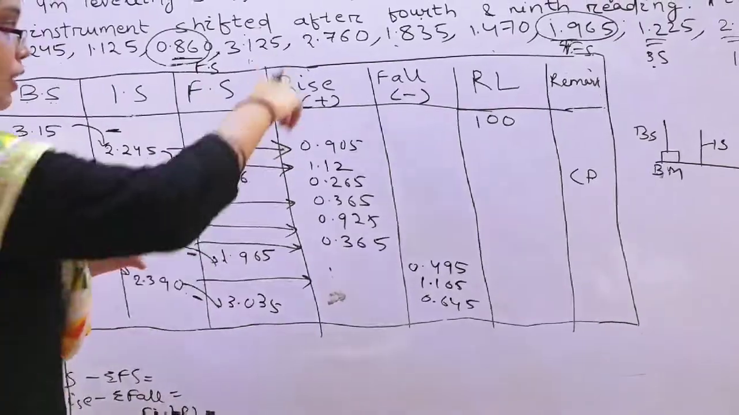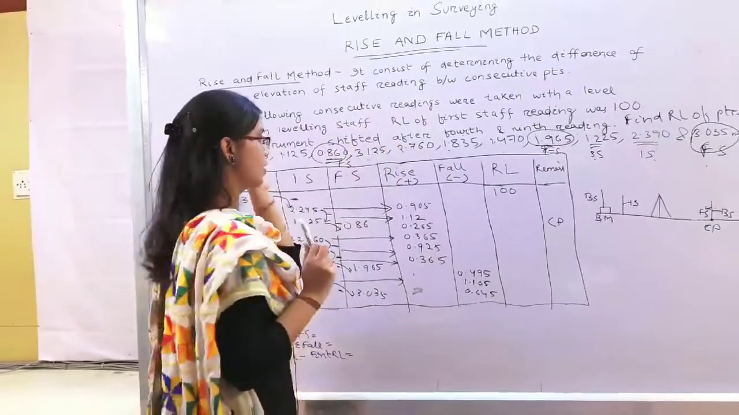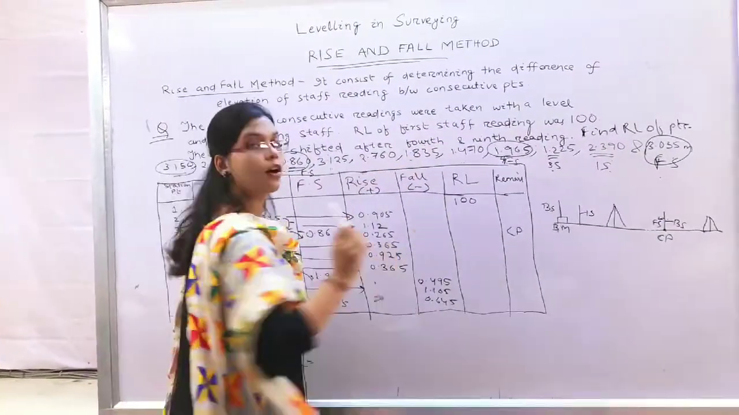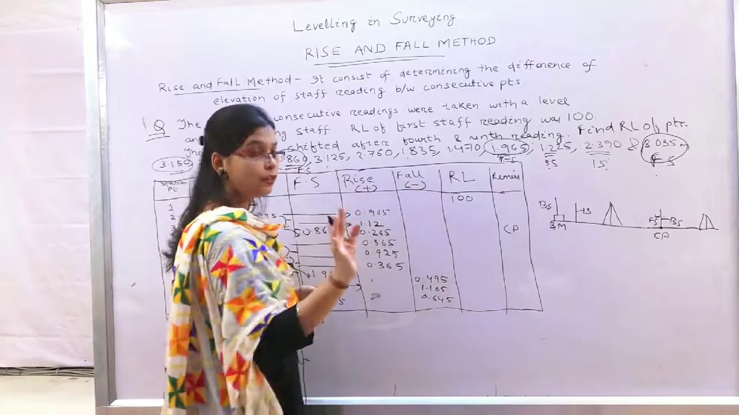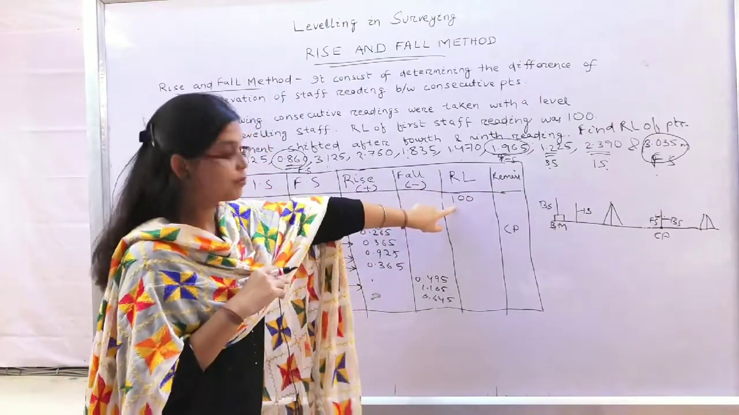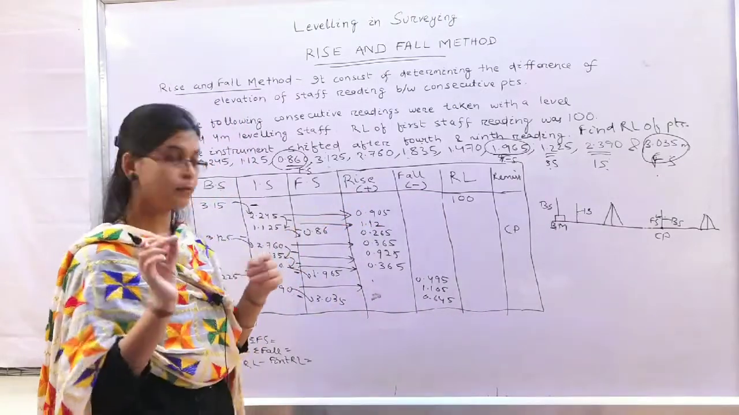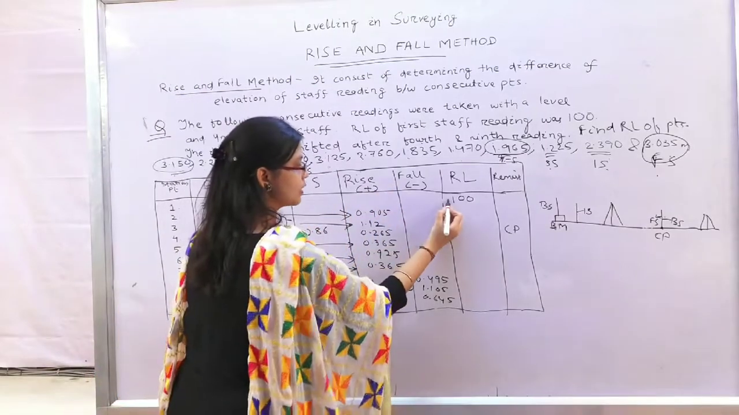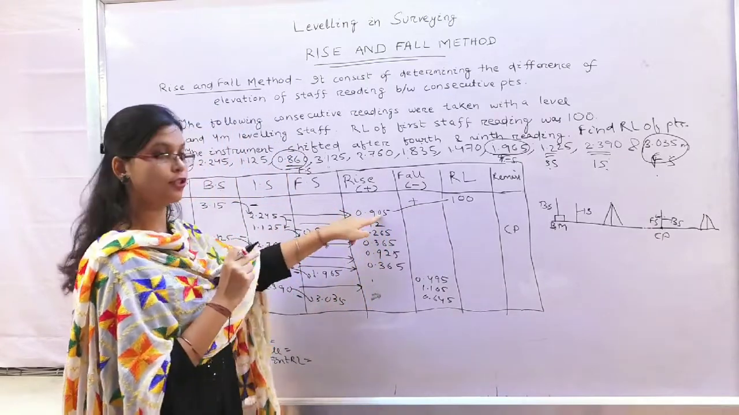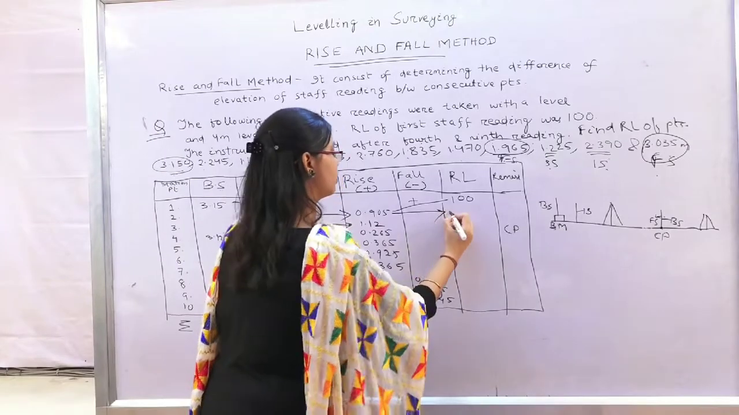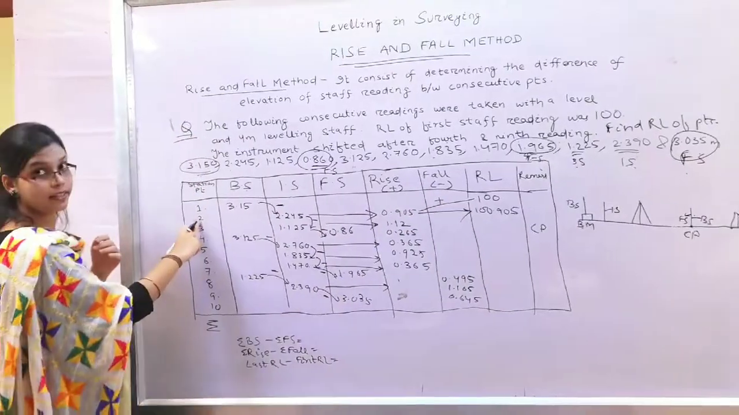Okay, now we have the rise values and fall values. In the question, the reduced level of the first starting reading is given as 100. Now how do we find all the reduced levels? It's a very simple way. You add to the reduced level of the previous point if it is a rise, and subtract if it is a fall. So 100 plus the rise value 0.905 will give the reduced level of this station point.